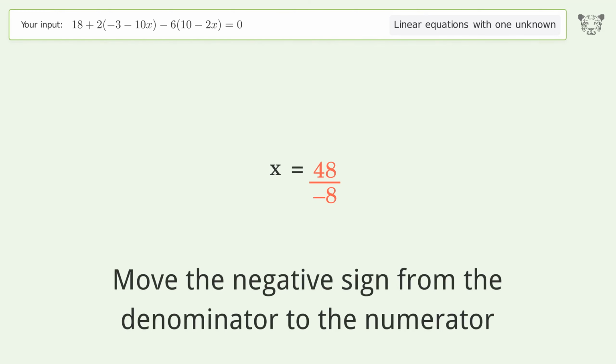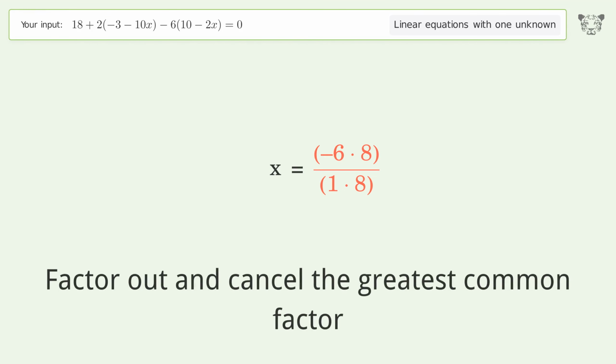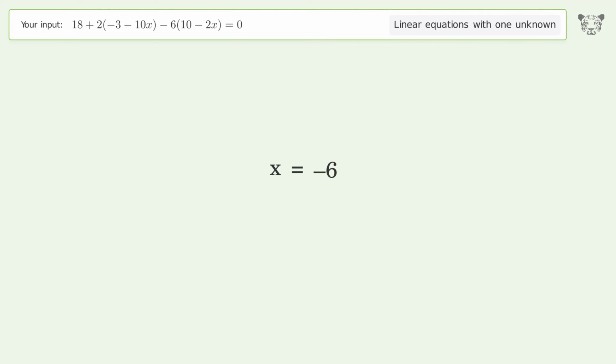Move the negative sign from the denominator to the numerator. Find the greatest common factor of the numerator and denominator. Factor out and cancel the greatest common factor. And so the final result is x equals -6.